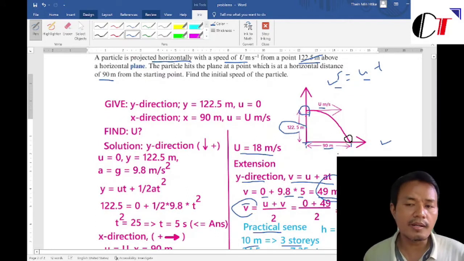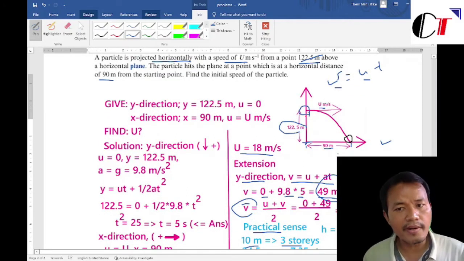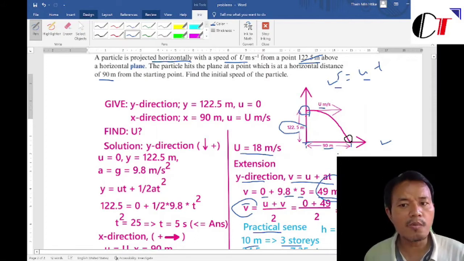Now let's look at the y direction. In the y direction, you know the initial speed u, which is just 0, and the distance traveled in the y direction is just 122.5 meter, because originally it is at that height, and when it hits the ground, it has already traveled 122.5 meter. So you know the distance s in the y direction is 122.5, and the initial speed is 0.